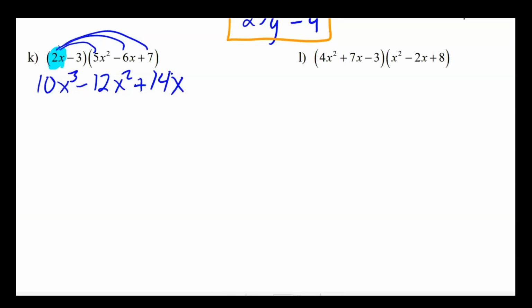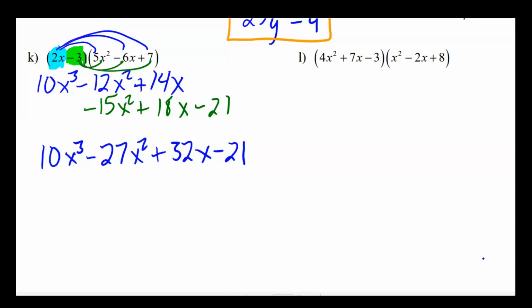Then I have a second term. My second term is negative 3. So that needs to distribute through as well. There's my final answer with all my like terms added together. All right. Generally, the more terms you have, the more likely it is you're probably wanting to use some kind of strategy to organize it so you don't mess it up.